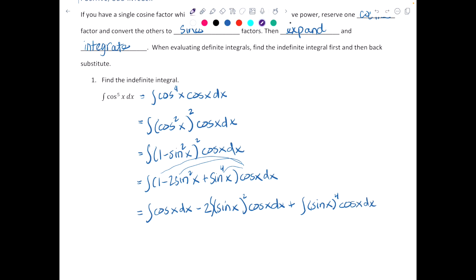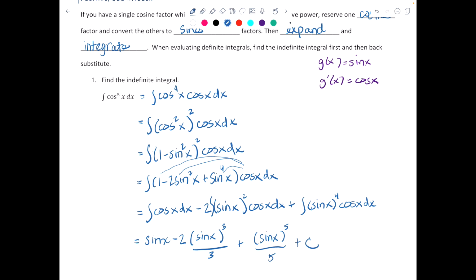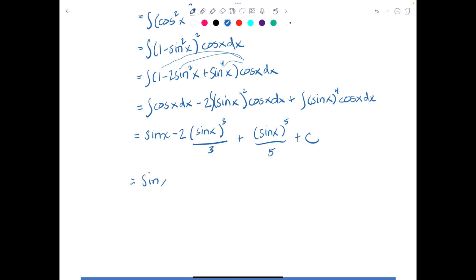So for the second two integrals, g of x is equal to sine at x. And so g prime at x is equal to cosine at x. So we have it already, right? The very first one this doesn't apply to. This is just going to be sine at x. The antiderivative of the cosine function is the sine function. Minus 2 times, well, sine at x is going to be cubed over 3, just using that power rule, plus sine at x will now be raised to the 5th power over 5, plus our constant of integration. And then we'll have sine at x minus 2/3 sine cubed at x plus 1/5 sine to the 5th at x plus our constant of integration. Groovy?